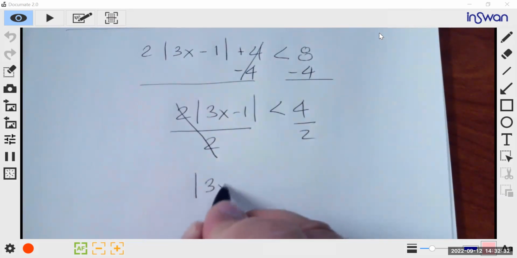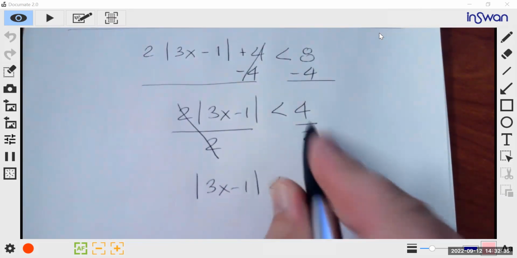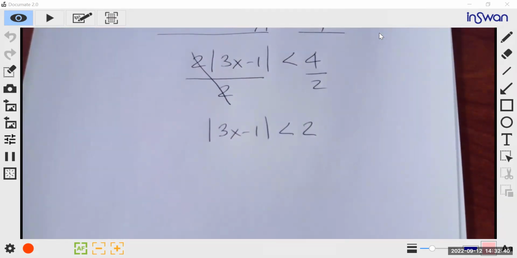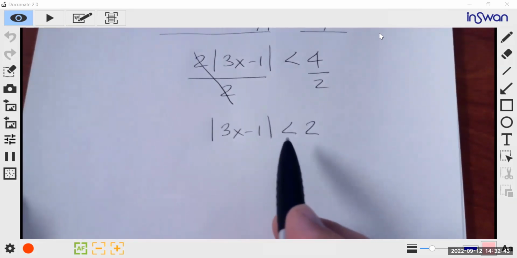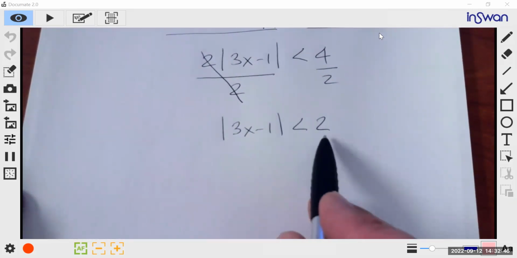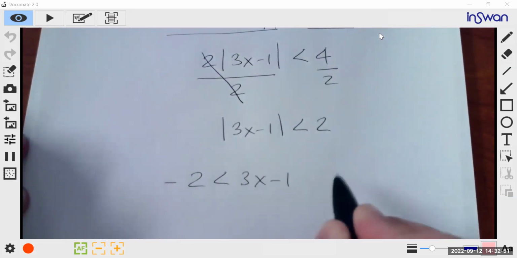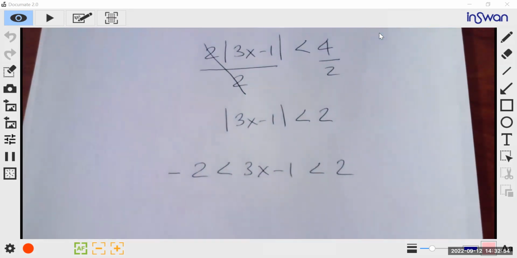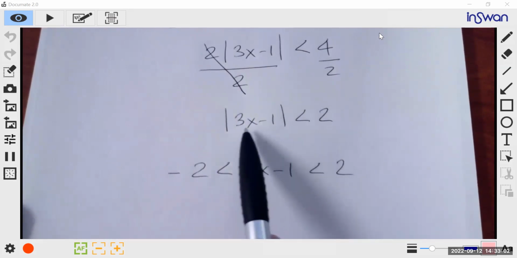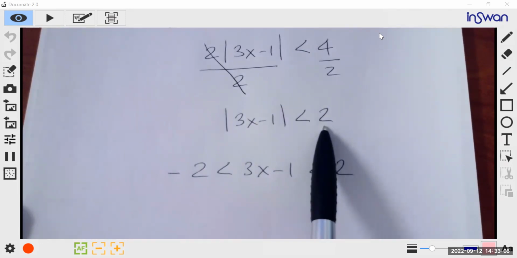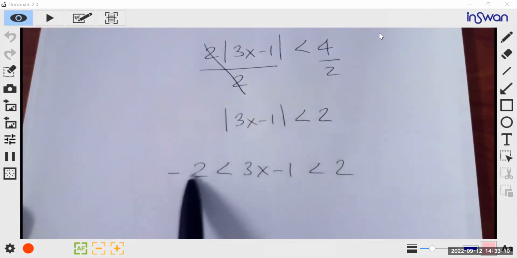So we have the absolute value of 3x minus 1 is less than 2. Since it's a less than equation, I have to take the positive and negative of this. So it's negative 2 is less than 3x minus 1 is less than 2. So that's your final answer? No, my final answer has x by itself. This is my next step. Once I drop the absolute value sign, I convert it this way because it has to be positive and negative 2. Since it's less than 2, that means it has to be greater than negative 2.